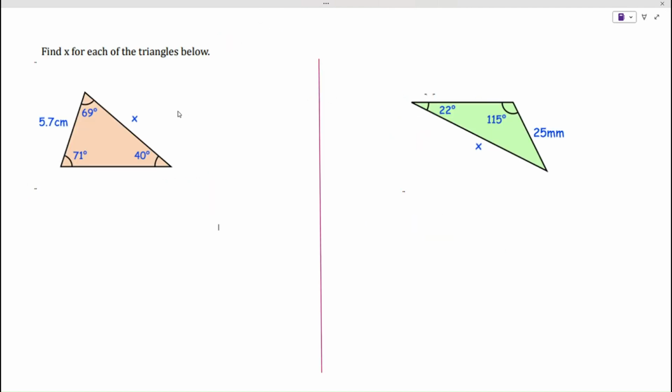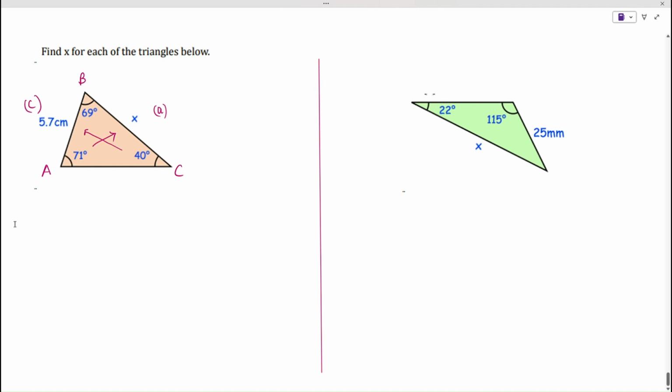So now we have some questions where we will be using the sine rule. In this first question, we have all our angles given, but we have to identify which angles have sides that are opposite them and that we are given lengths for. So if we label our angles A, B, and C, we can see that A has its opposite side labeled x, and C has its opposite side with a length of 5.7 centimeters.